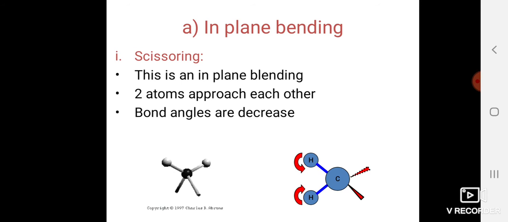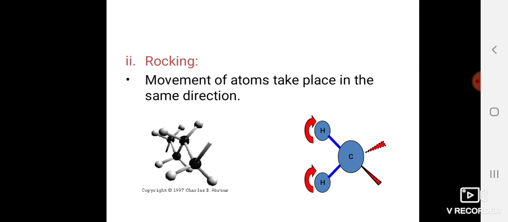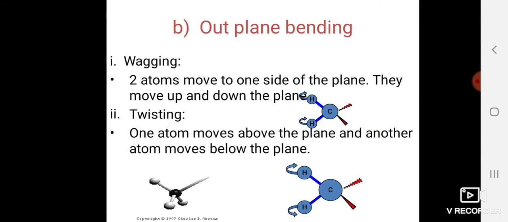First, scissoring. In plane, in the same plane, like how scissors move, in the same way there is movement. That's why it is called scissoring. Both the bonds move towards each other at the same time, and they move away from each other at the same time, so the bond angle increases and decreases here. Another one is rocking. Rocking is the movement of bonds in the same direction. Instead of going opposite, they go on the same side, so they show a kind of rotational movement. It's called rocking.